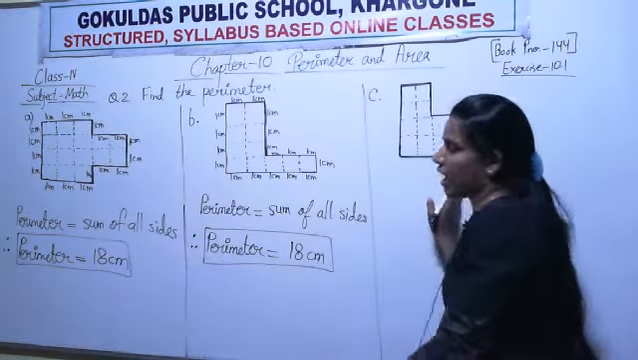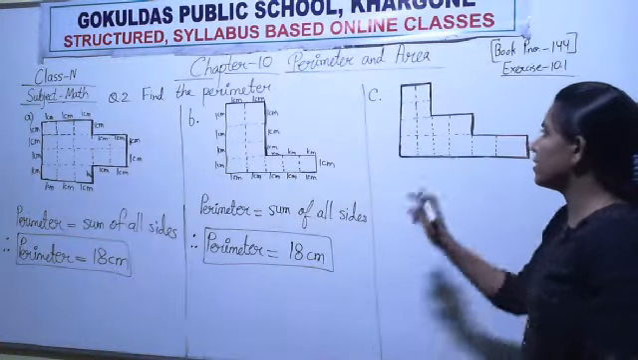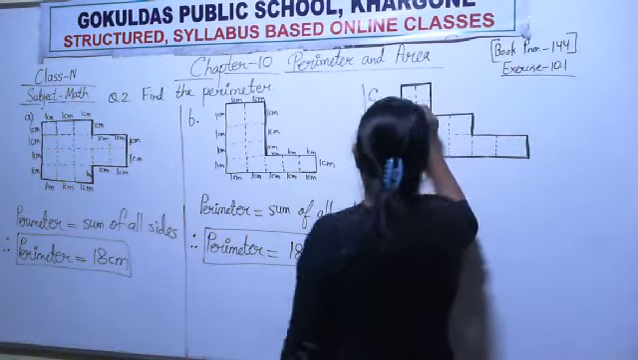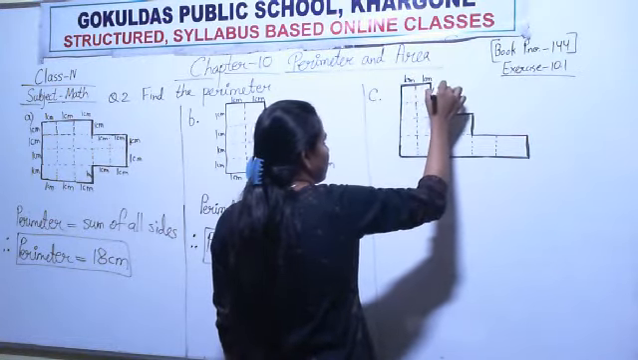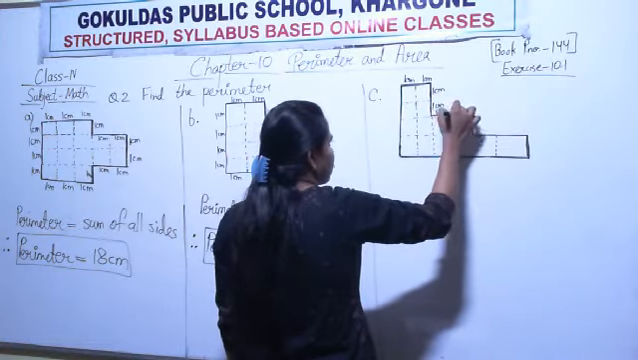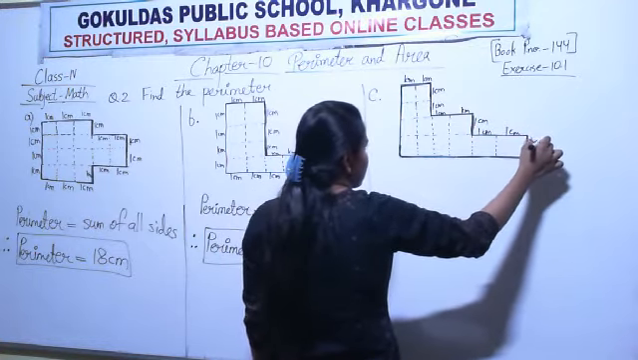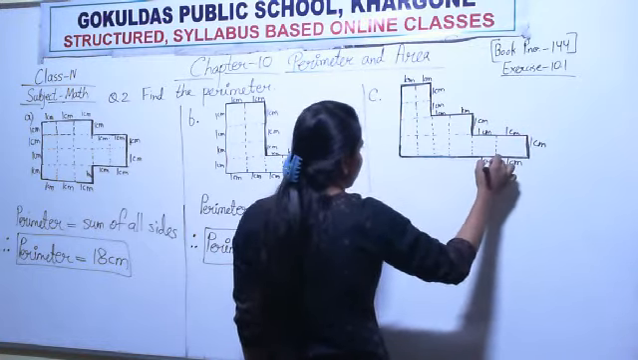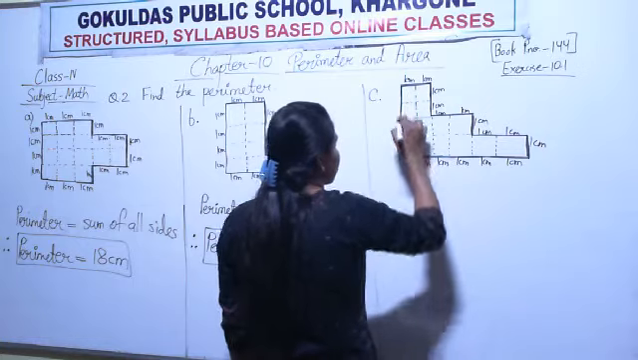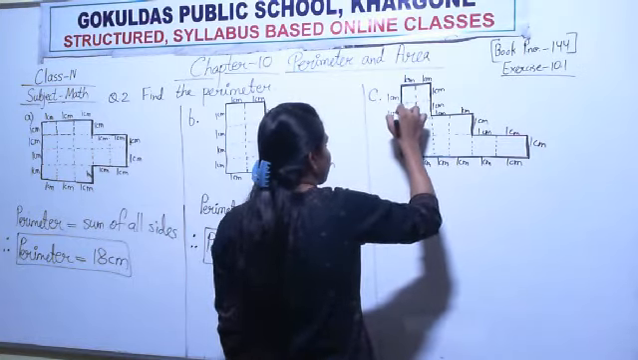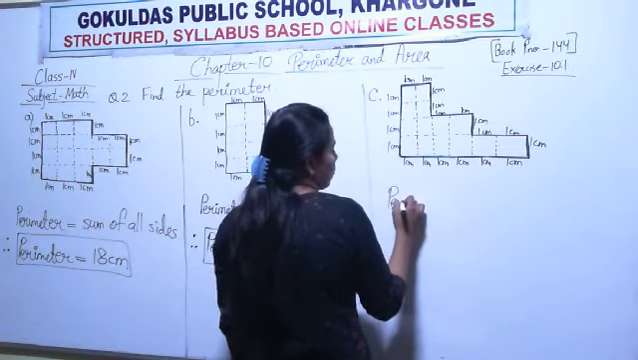Okay. Now let us move towards the next figure. In the next figure also, according to the question, each small square has each side of 1 centimeter. So let me write 1 centimeter for the boundary only. This side 1 centimeter, it is also 1 centimeter, 1 centimeter, 1 centimeter, 1 centimeter, 1 centimeter.